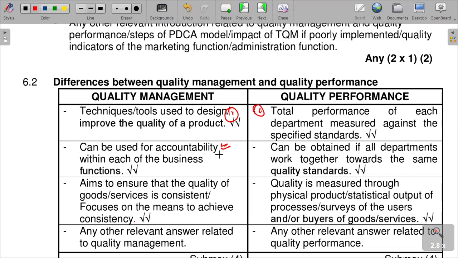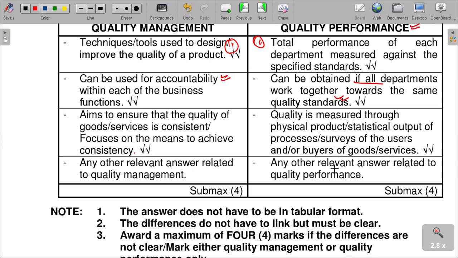And then quality performance can be obtained if all departments work together towards the same quality standards. You understand? So on aims, quality management aims to ensure that the quality of goods and services is consistent, or focuses on the means to achieve consistency. Quality management focuses on the means to achieve what? Consistency, as to say, continuous ability to produce quality products.